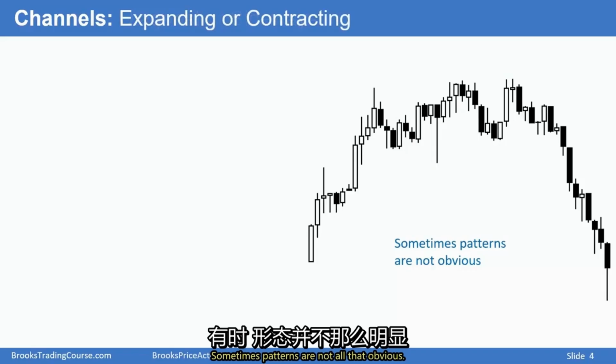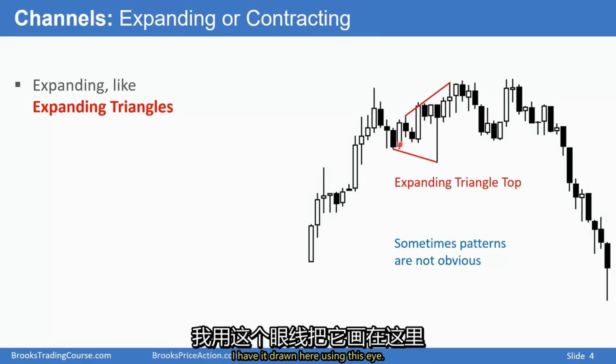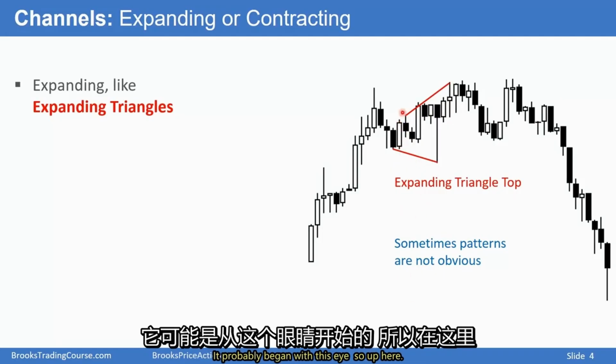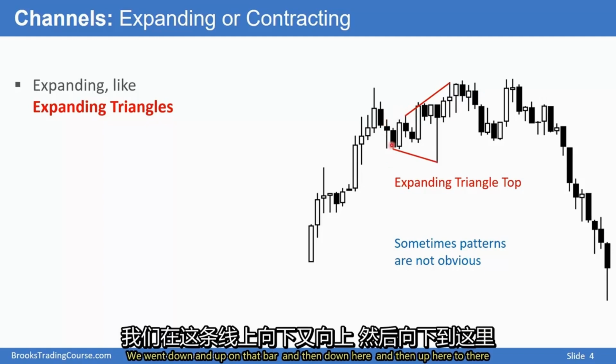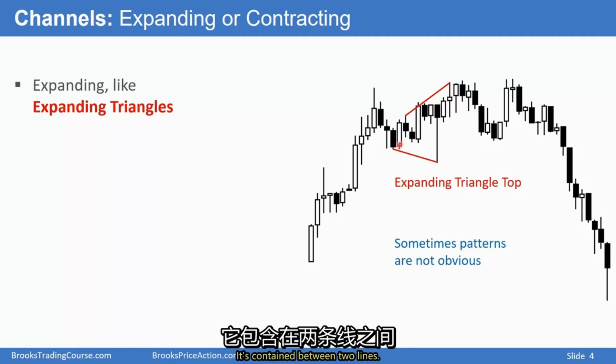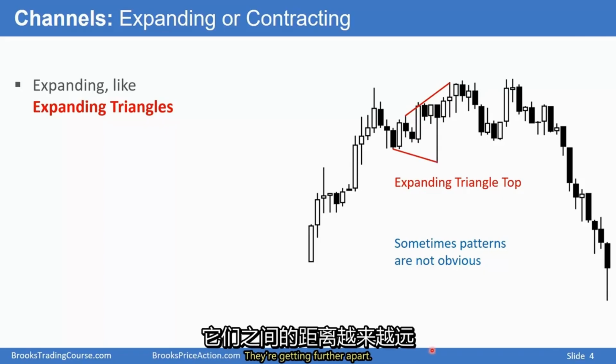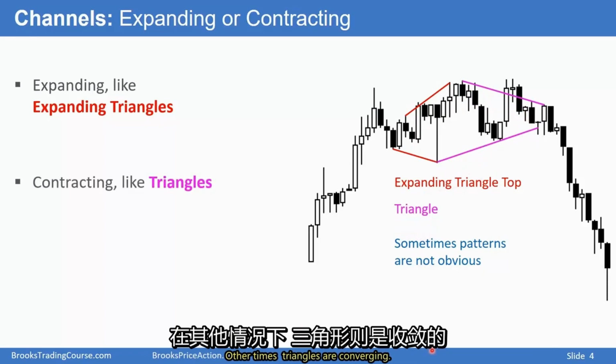Sometimes patterns are not all that obvious. For example, here there's a small expanding triangle. I have it drawn here using this high. It probably began with this high. So up here, we went down and up on that bar, and then down here, and then up here to there, and then down and up. But it's still a type of channel. It's contained between two lines. In an expanding triangle, the lines are diverging. They're getting further apart. Other times, triangles are converging.